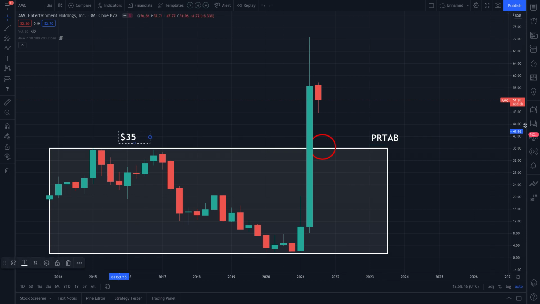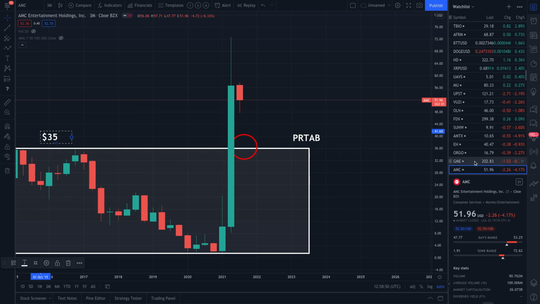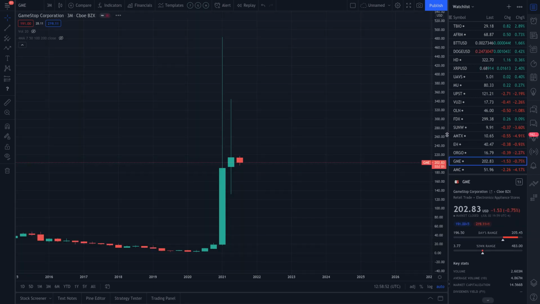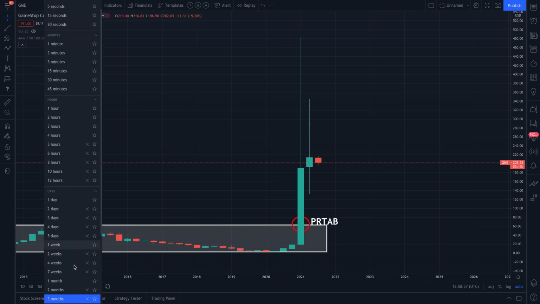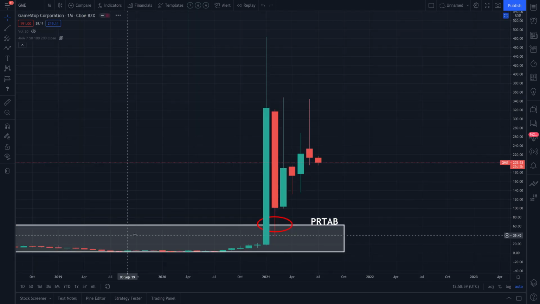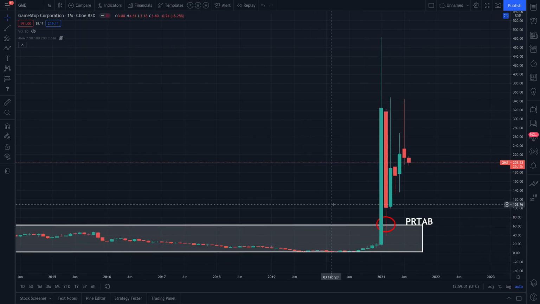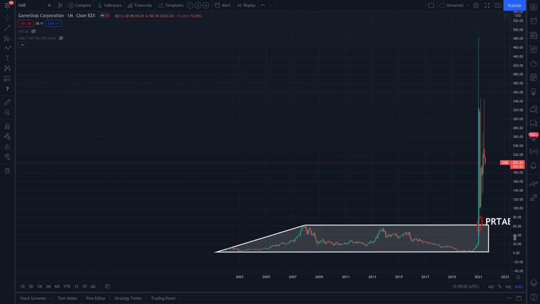The last thing that we'll do, just to show you how relevant a per tab is, let's take a look at the GME chart, and let's look at the monthly candles. I want to show you something. The per tab also happened in GME. Okay, so you see it right there. That's the per tab.